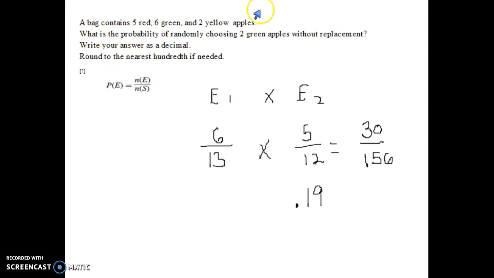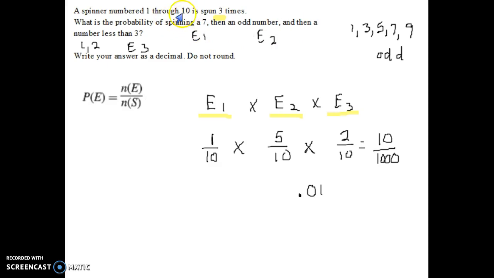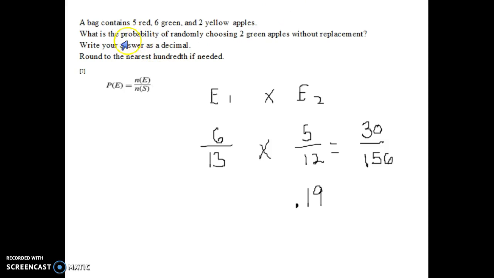Here's another example. This time, notice the last one was an independent event, right? Each time you spin doesn't affect the next spin. This one, we're going to choose 2 green apples without replacement. So this time it's a dependent event. We're not going to replace the apple, so our second event is going to be affected by what we do in the first event. Now it says we have 5 red, 6 green, and 2 yellow apples. What's the probability of randomly choosing 2 green apples without replacement? Write it as a decimal, round to the hundredth.